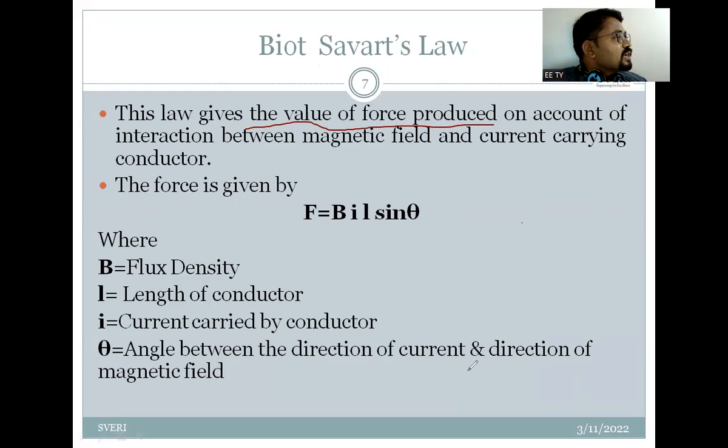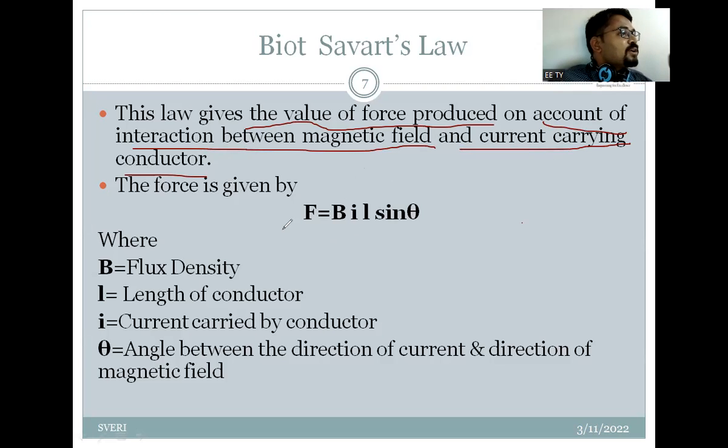Now when will the force be produced? They have given: on account of the interaction between the magnetic field and a current carrying conductor. Okay, so if we have a conductor, and obviously that conductor is going to carry current, and whenever that conductor is placed into the magnetic field, at that time whatever force develops, or whatever the value of that force, that is given by the Biot-Savart law.